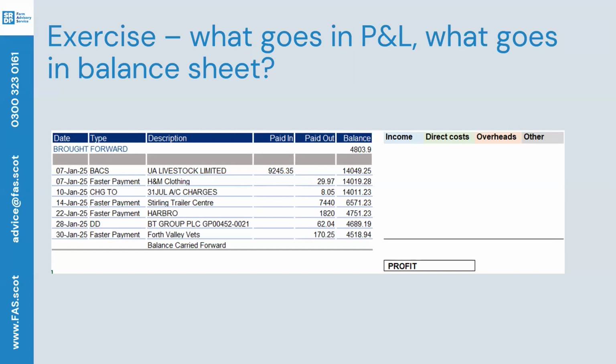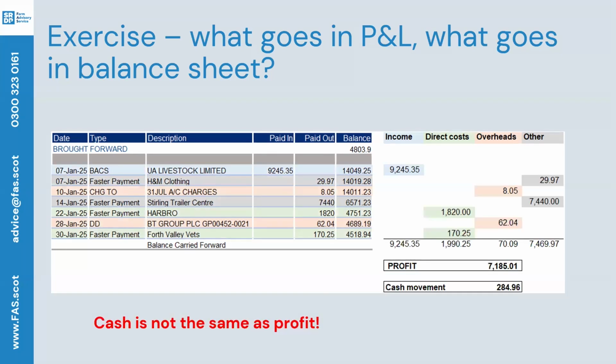It's not really a direct cost we can attribute to an individual animal. It's just a cost of the business. So I've done that and gone through it for the rest of the transactions on this page. Sterling Trailer Centre there, for example, and we've paid out £7,500. We've probably bought a new asset there, likely a trailer, a cattle trailer or something like that. So I've put that in the other category because that's going to go in the balance sheet.